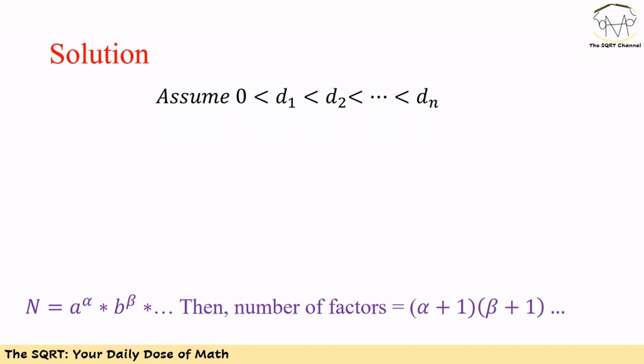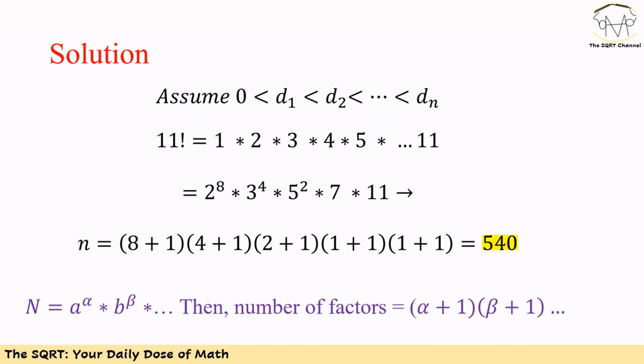To solve this problem, let's start with some assumptions. Basically, we know d1, d2 until dn are all positive. We assume that d1 is the smallest value, d2 is the second smallest, and then finally dn is the largest of the values that we can have from d1 to dn.